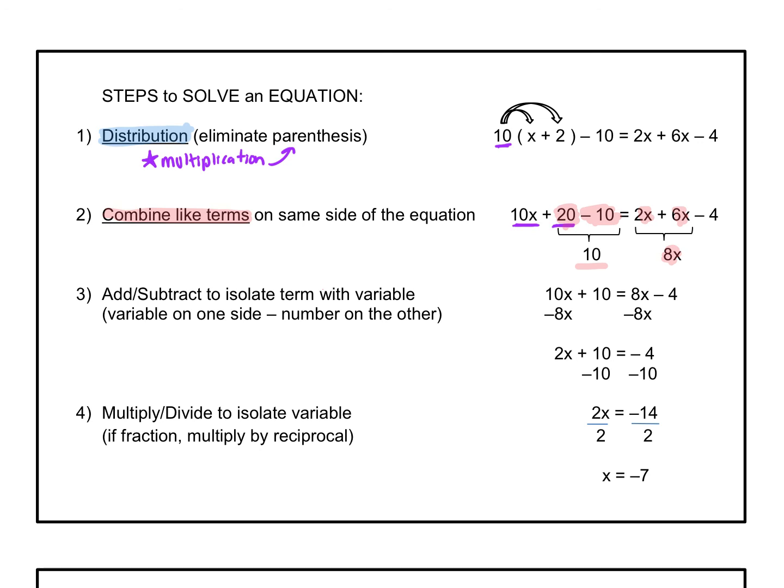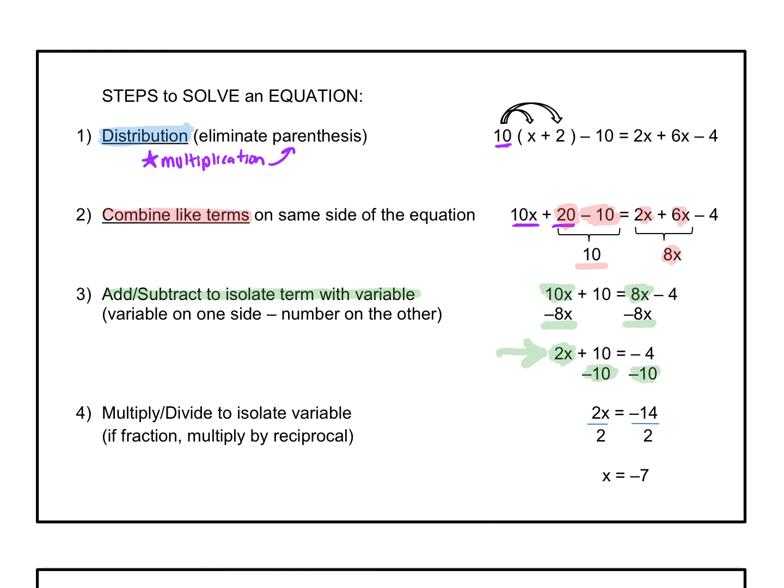Now, when we want to get the variable alone, we want to add or subtract to isolate the term with the variable. So I have variables on both sides. I don't want variables on both sides. So I'm going to move the 8x by subtracting it, by doing the inverse operation to the other side to get me 2x. Then I want to get that x alone. So I have a positive 10, so I'm going to subtract 10 to then get the variable alone.